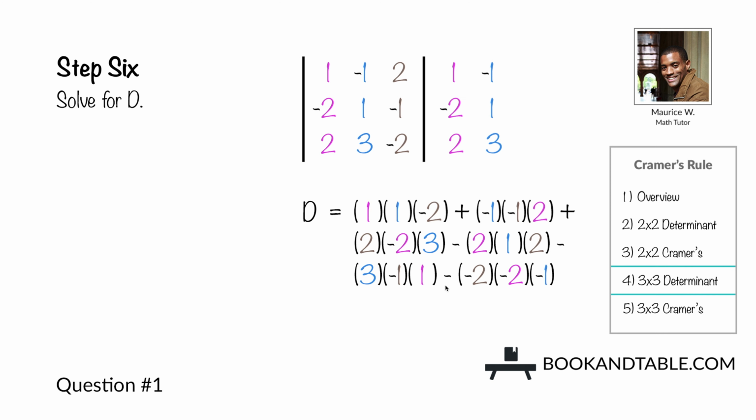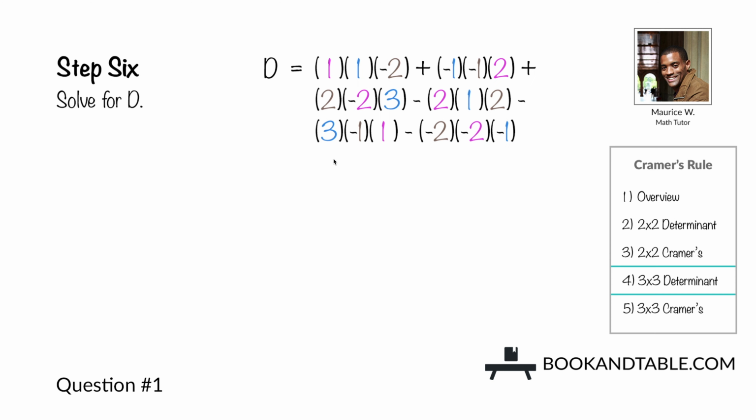So now step 6, we can solve for D by evaluating this expression. So let's put the matrix to the side. And we see D is equal to 1 times 1, which is 1. 1 times negative 2 is negative 2. Plus negative 1 times negative 1, which is positive 1. Positive 1 times 2 is positive 2.